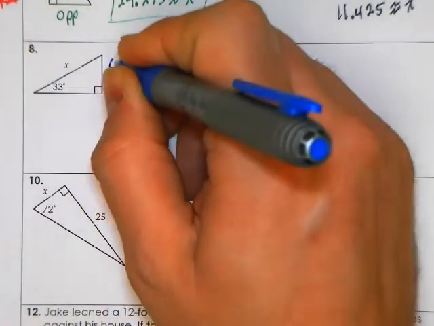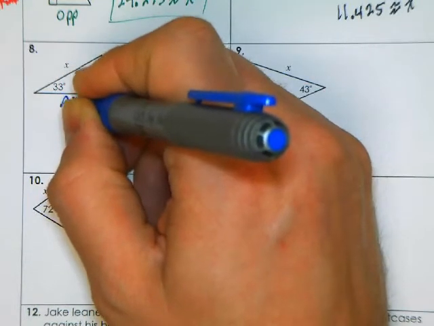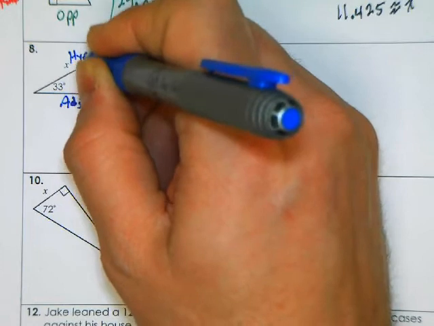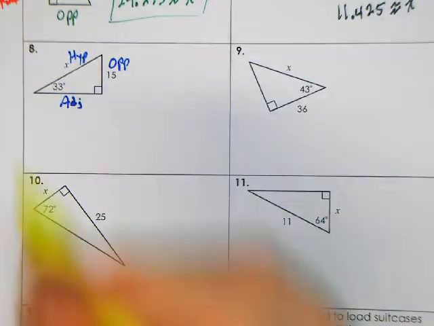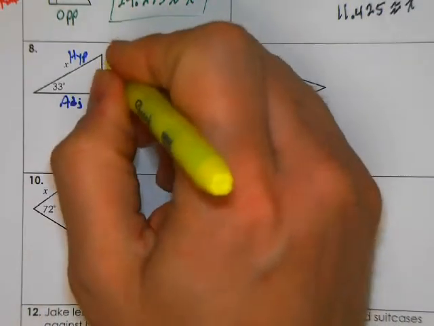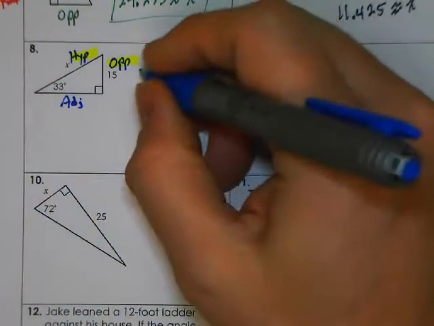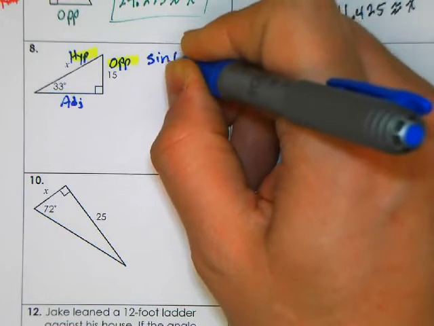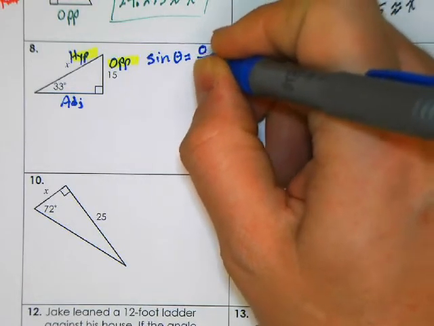So this side here is the side opposite of my angle. This side here is the side adjacent to my angle. And of course, this is the hypotenuse because it is across from the right angle. So the two sides that we need for this particular problem will be the opposite side and the hypotenuse. So opposite and hypotenuse is telling me that we're going to use sine. So I'm going to say sine of my angle is equal to the opposite side over the hypotenuse.